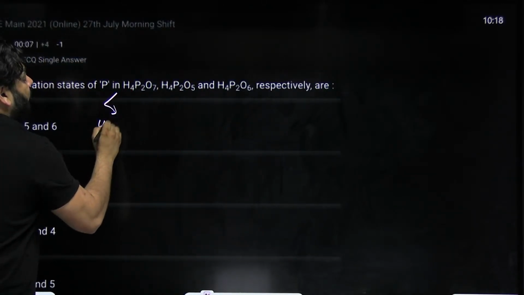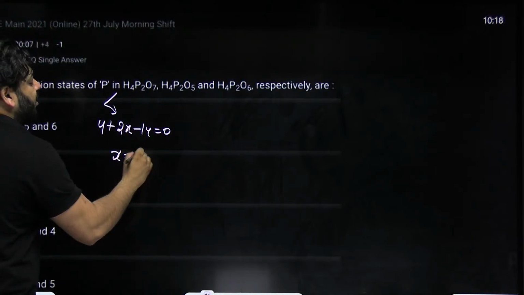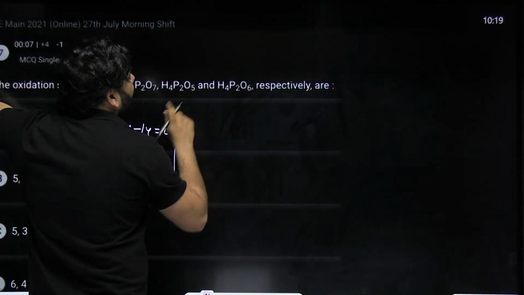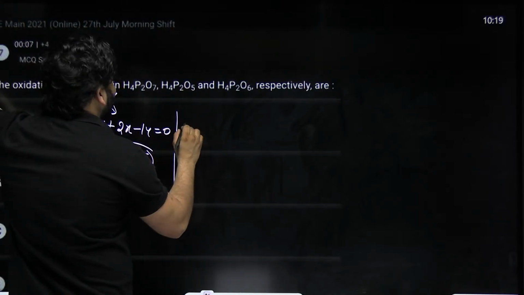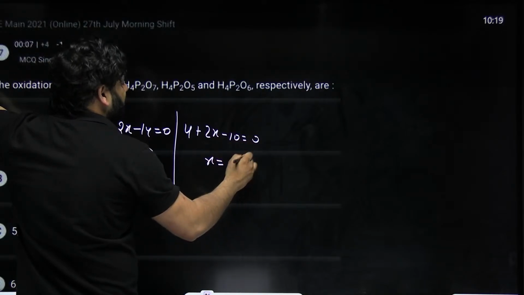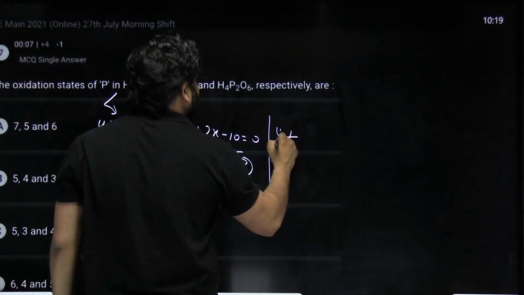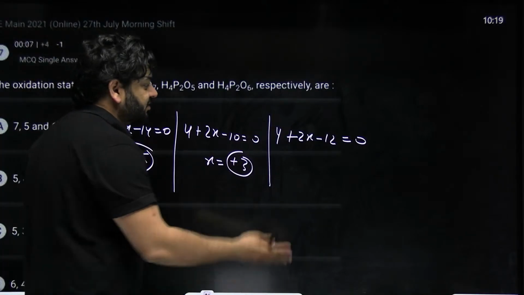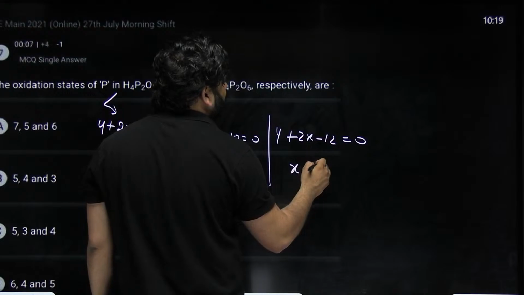So do it. 4 plus 2x minus 14 equals 0. X comes up as (14 minus 4) by 2, which is positive 5, already the highest oxidation state possible for phosphorus. Then H4P2O5, calculated as 4 plus 2x minus 10 equals 0. X comes up as positive 3. And the other formula is 4 plus 2x minus 12 equals 0. This is hypophosphoric acid, which we did in a previous example, and X comes up as (12 minus 4) is 8 by 2, positive 4.